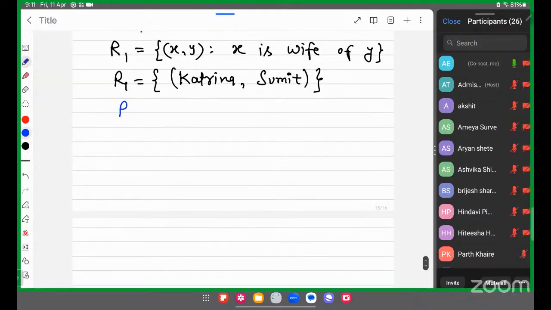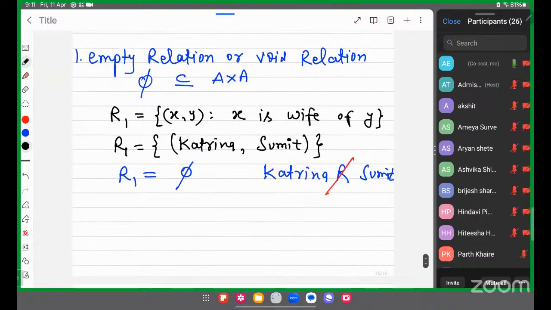So we can clearly say that there will be no element in relation R1. Yes or no? Why is it so? Because there is no relation between this person and this person, this one is not related with this person. Understood? So this is the smallest possible relation.